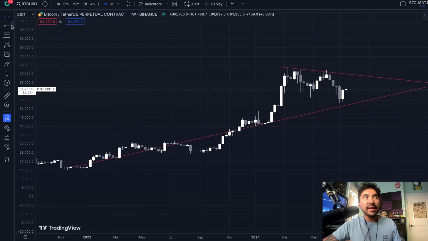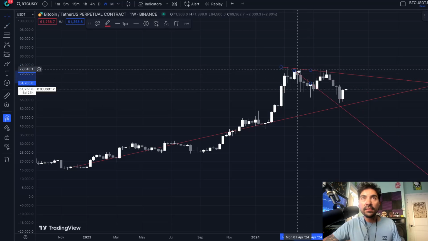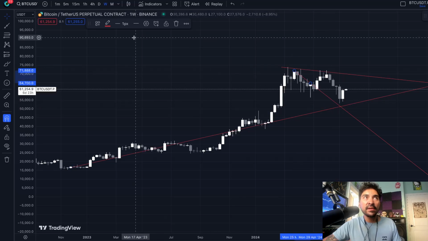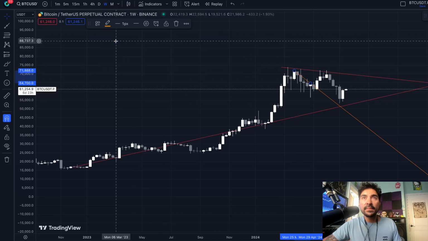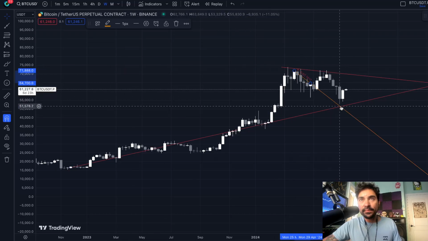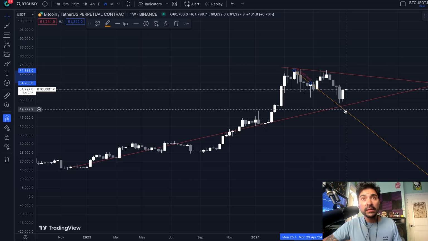An interesting thing I noticed on the weekly was this line from here to here. I knew about it before this happened, right? So I already knew it was here. And I thought that the price could come as low as here. Maybe it still could, but I don't think so, just because of the way the levels are. So I think we got front run here.